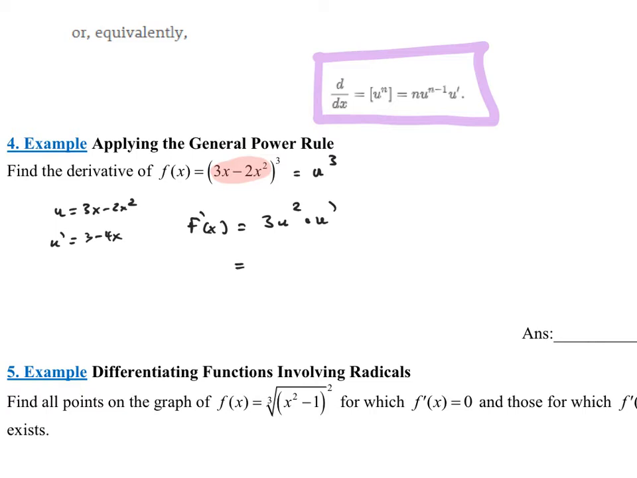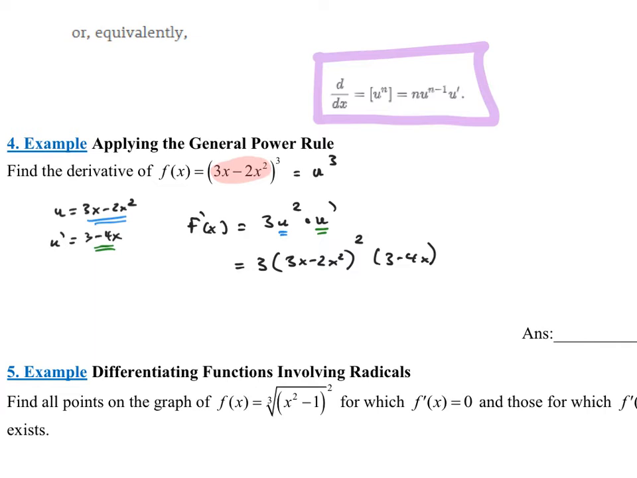And now you just back substitute. So this would be 3 times u. Here, let me show you what I'm substituting in. Here's u, and then here's u prime. So u is 3x minus 2x squared, quantity squared, times u prime, which was 3 minus 4x. And there it is. Okay?